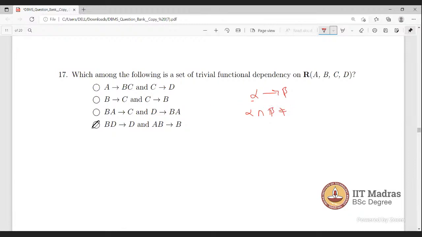Okay, so here if you take the intersection of alpha and beta, here you will get D, and here also you will get B. If you see the other options, there is no common attribute between the sides of those functional dependencies. So the correct option is option 4.